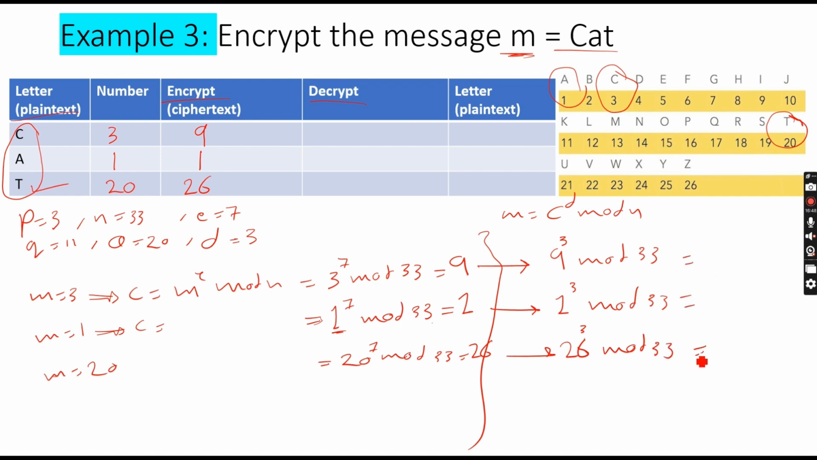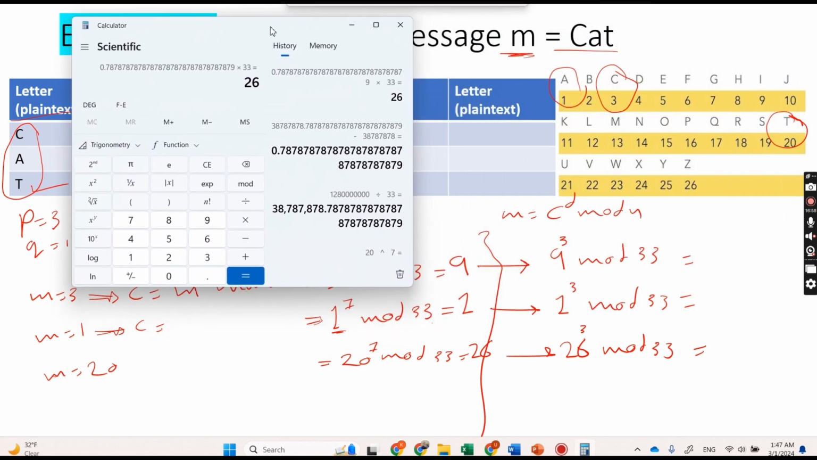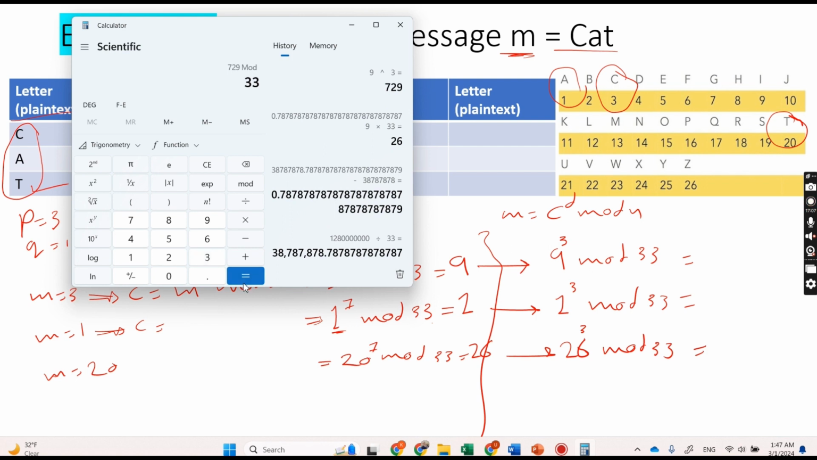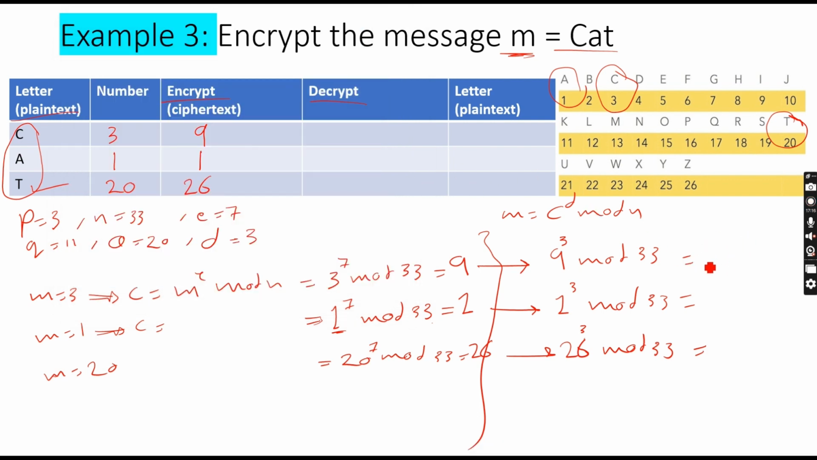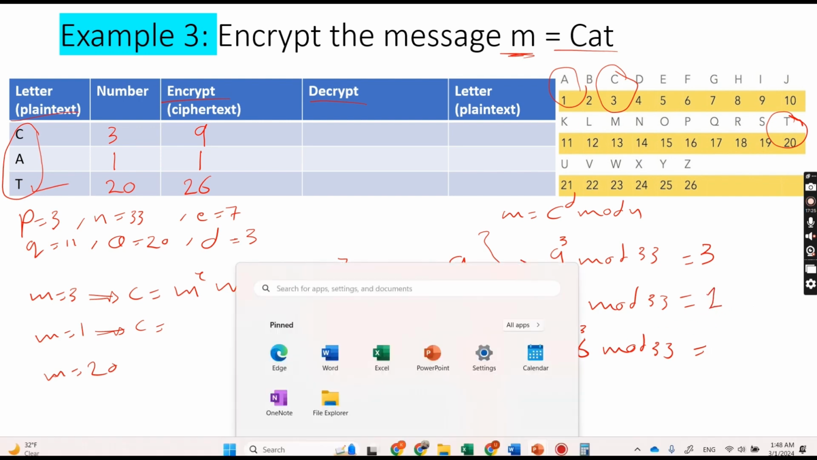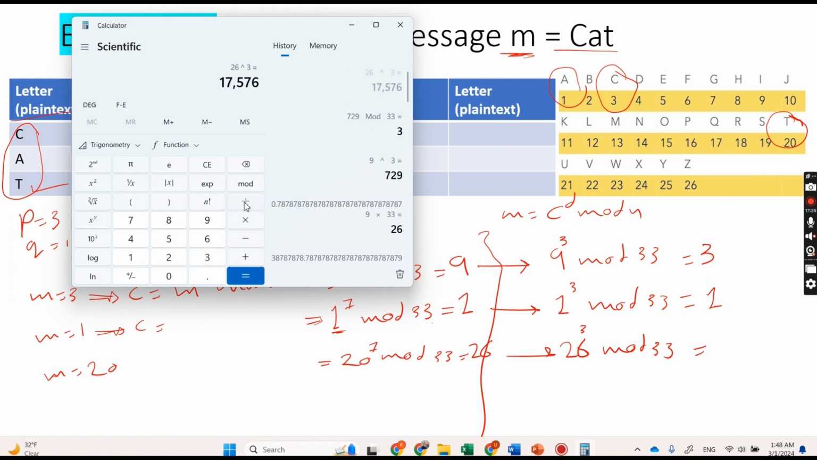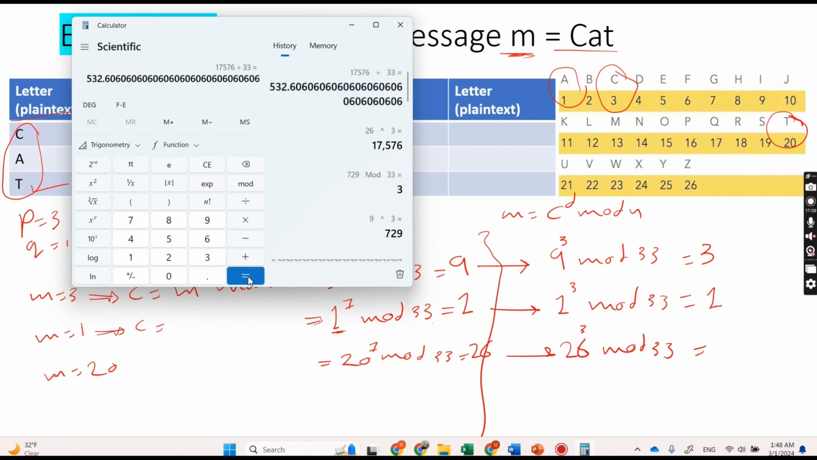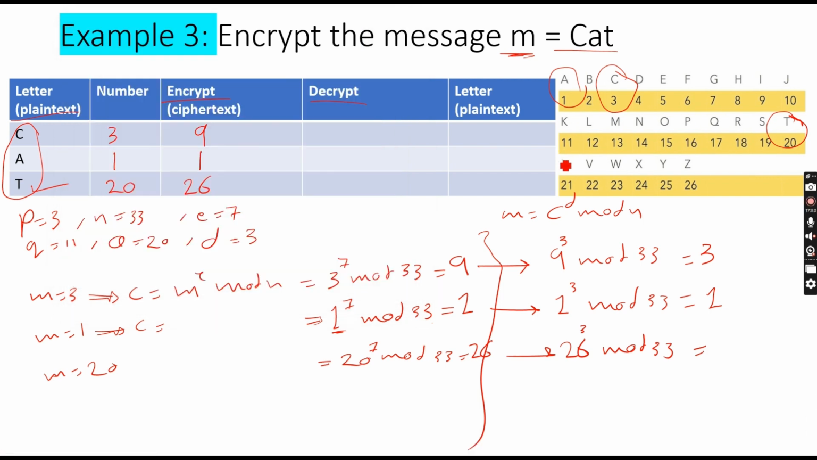So let's calculate each one using the calculator. Okay, 9 to the power 3 mod 33 equals 3. Now 1 to the power 3 is 1, and 1 is less than 33, so this one will be 1. And the last one is 26 to the power 3 mod 33, minus 532 multiplied by 33, and this equals 20.